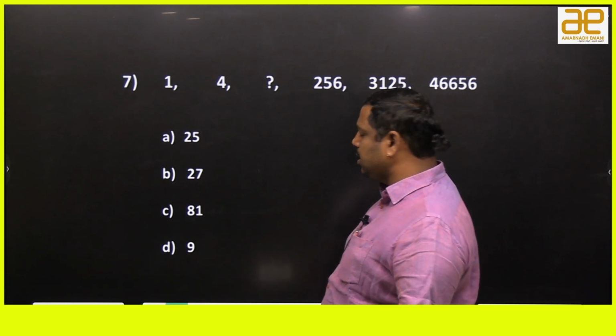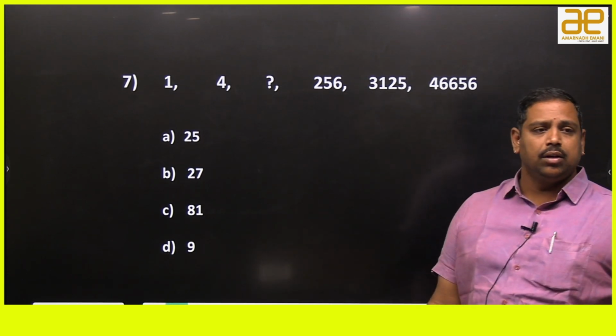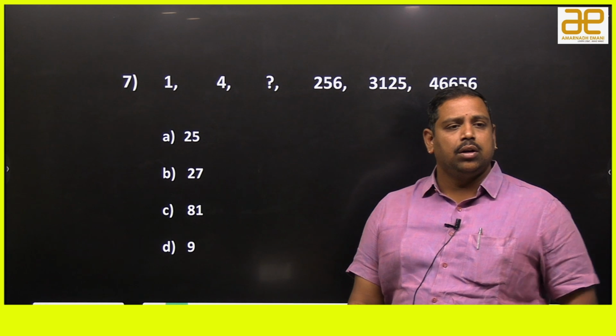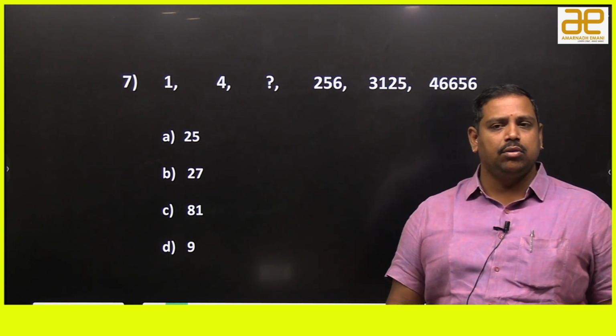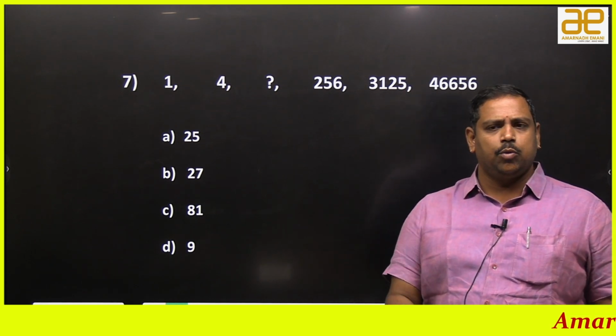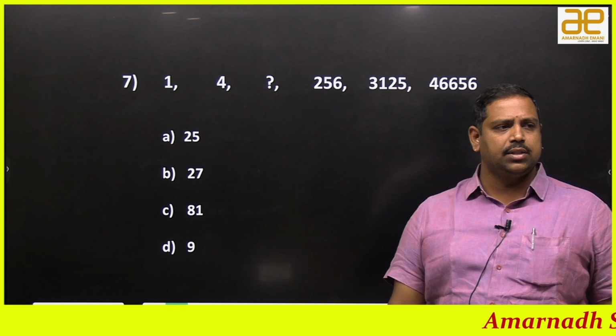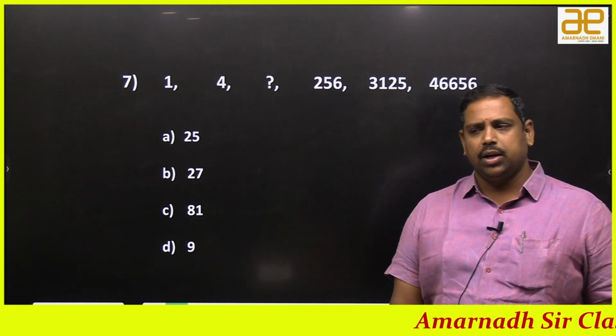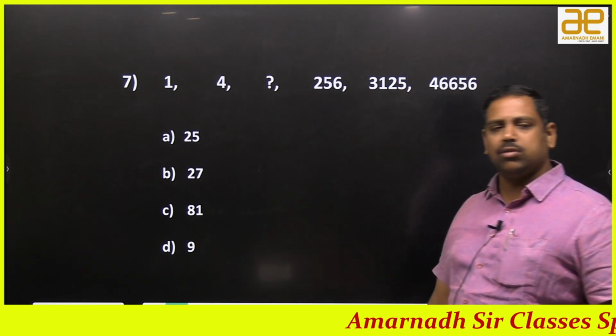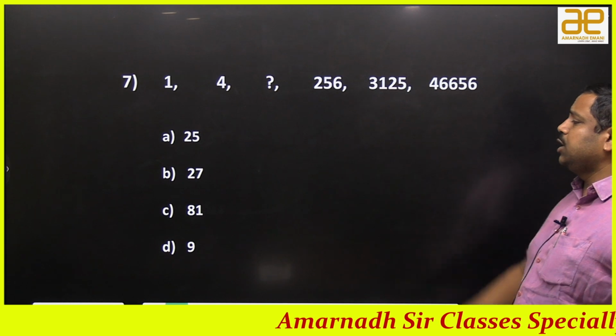In the last session I said to memorize the powers also, right? What I said: 2 power 1 to 2 power 12, 3 power 1 to 3 power 6, 4 power 1 to 6, 5 power 1 to 6, 6 power 1 to 6, right or wrong? Okay, if you memorize, you can do this, else you cannot. Let's see the next ones.